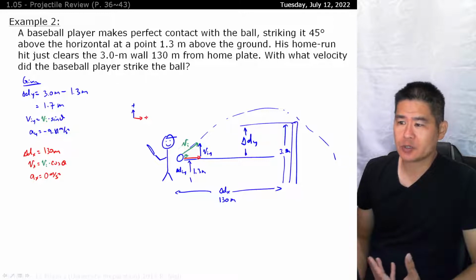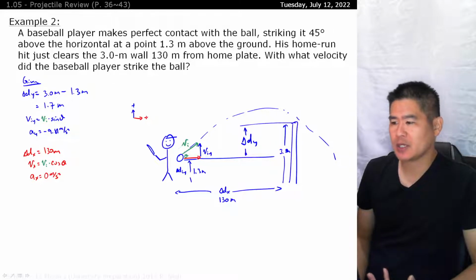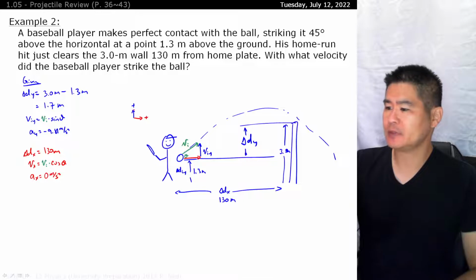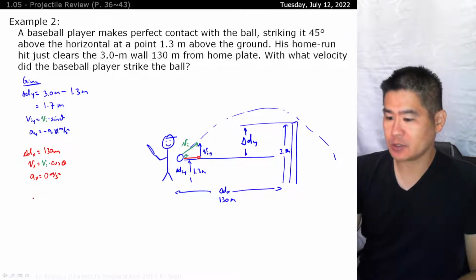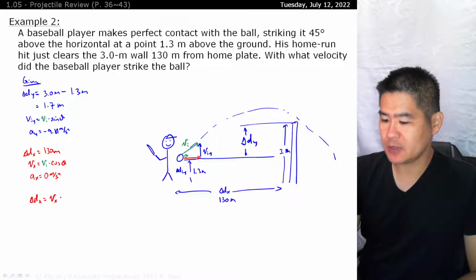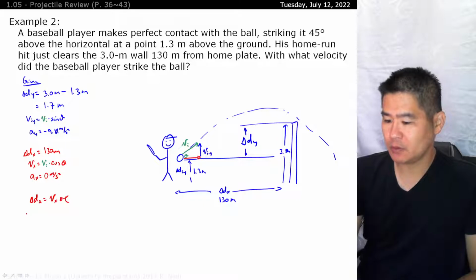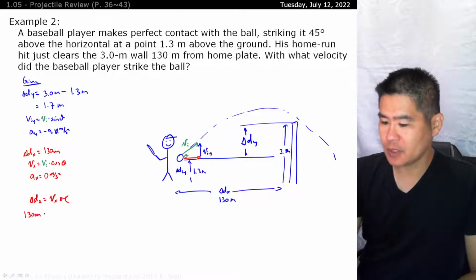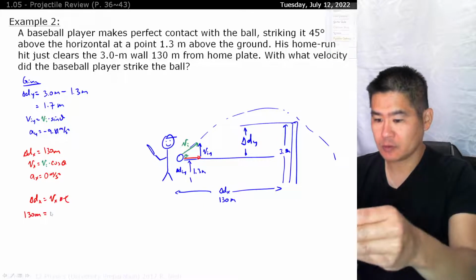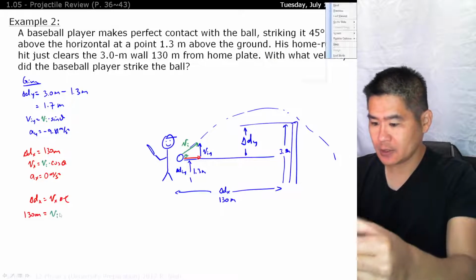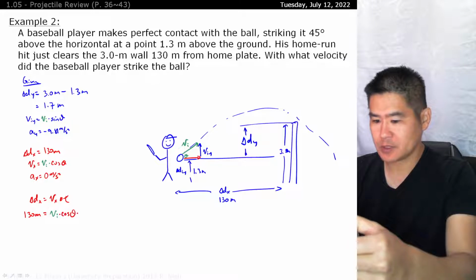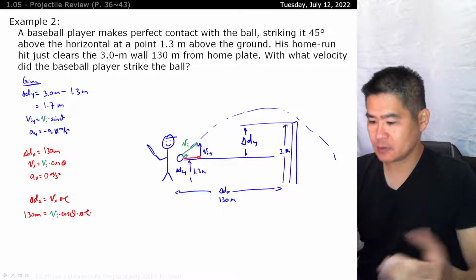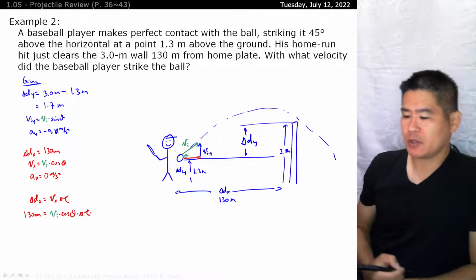So what you're going to do is create an equation for each of the dimensions, and then you'll equate them together. Okay, so we'll start off with the x dimension. In the x dimension, the formula is quite clean. Delta dx is equal to vx delta t. What do we know? We know 130 meters is equal to vi times cosine of theta times delta t. And that's it. That's our first equation.